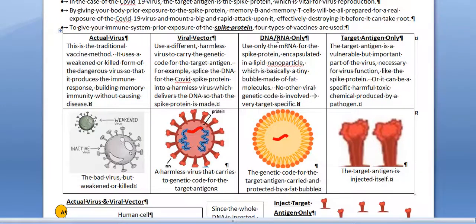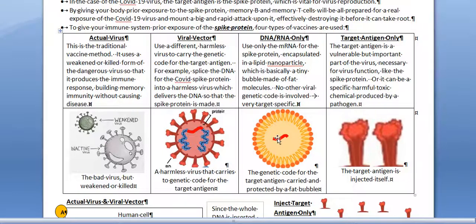So DNA, RNA only. Use the mRNA for the spike protein, same as this, but you don't include all the rest of the DNA for the virus. You only include that little bit, a little bit of code for the spike protein. Encapsulate it in what's called a lipid nanoparticle. It's a big fancy term, but basically it's a tiny bubble made of fat molecules. Lipid means fat, and so this is a bubble. It's spherical, like a regular bubble, and these are fat molecules.